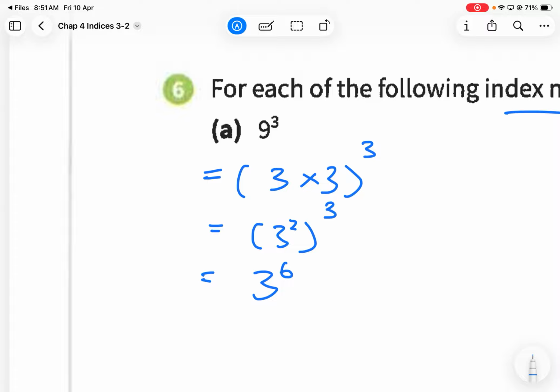Changing the 9, you see when I change the 9, I put a bracket. The cube was for 9, so the cube is for the bracket. Then what is 9? 9 is 3 times 3, which is 3 squared. So actually I have to cube 3 squared. That's why it becomes 3 to the power of 6. So they are the same. 9 to the power of 3 is also the same as 3 to the power of 6, just written in a different form.